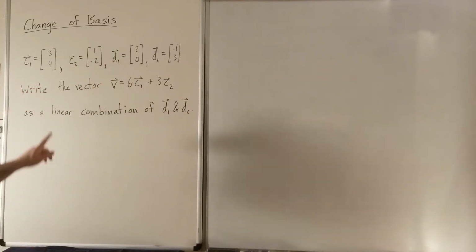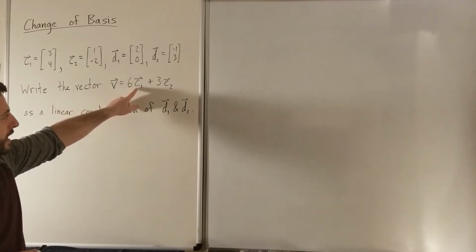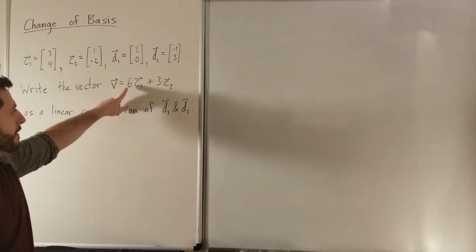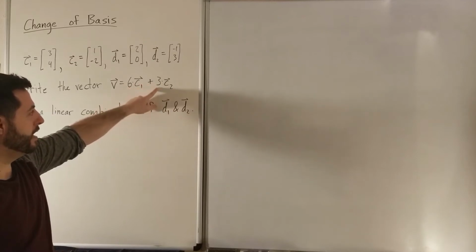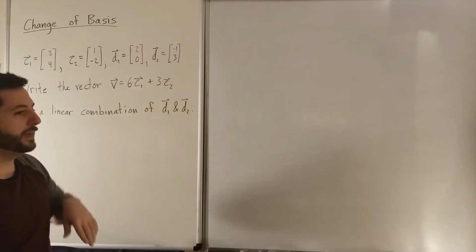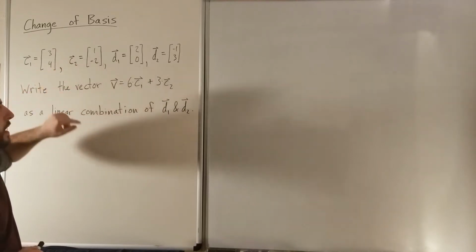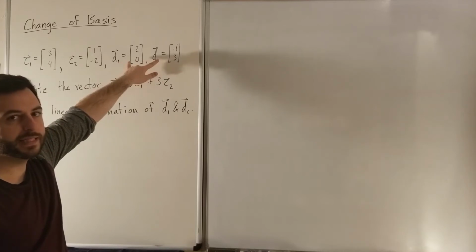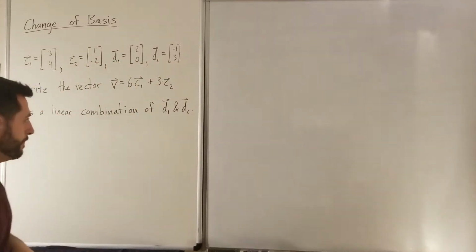But I want to think about this other vector I have written here, V, which is 6 times C1 plus 3 times C2. And I'm going to think about V as having coordinates 6, 3, when written in terms of the C basis, where the C basis is made up of these two vectors. I'll also be referring to the basis made up of these two vectors as the D basis, as both of these are bases for R2.